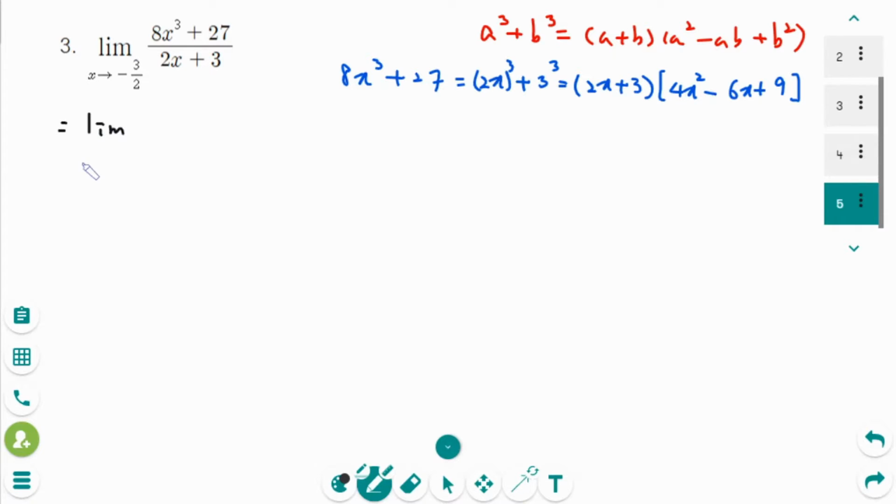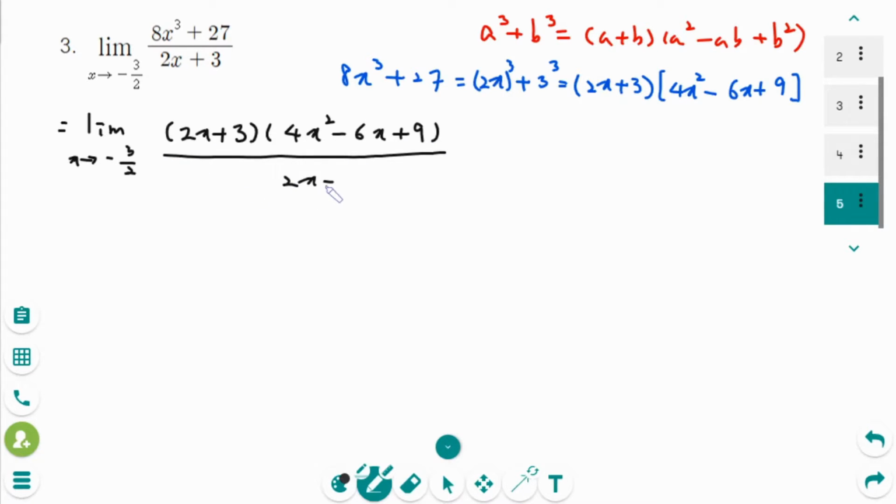So the limit as x approaches minus 3 over 2 of 2x plus 3 times 4x squared minus 6x plus 9 over 2x plus 3. So cancel the common factor, which is 2x plus 3.